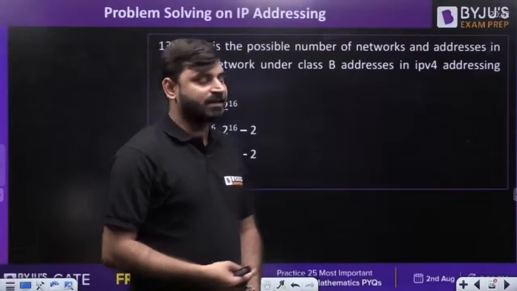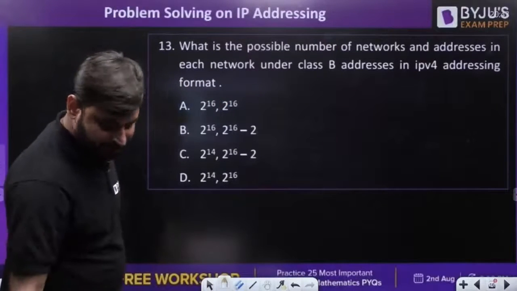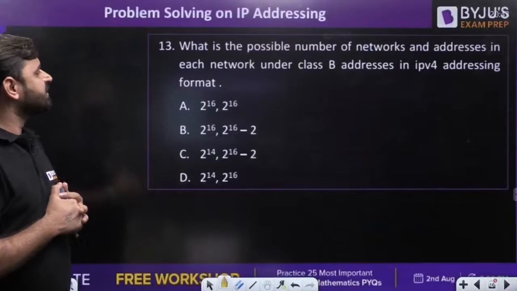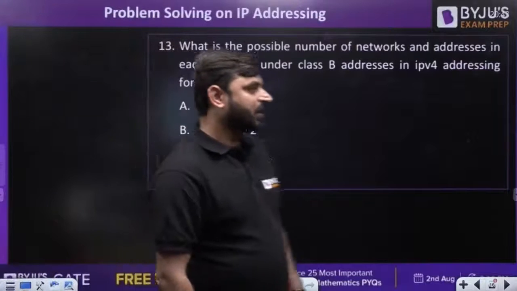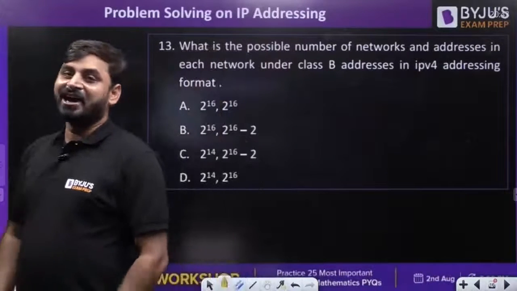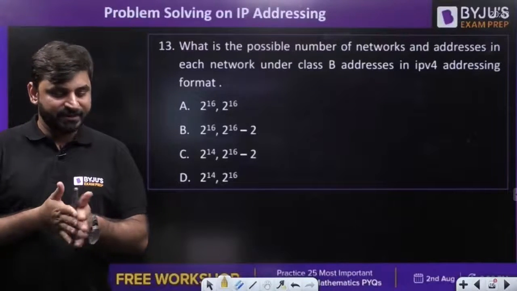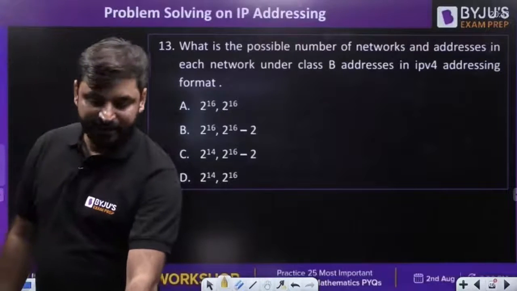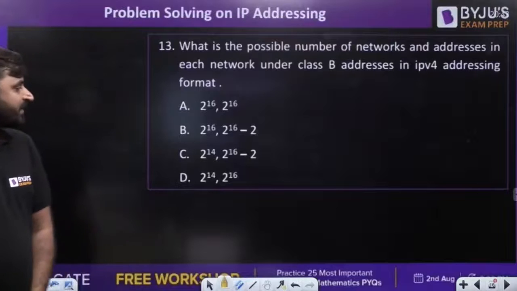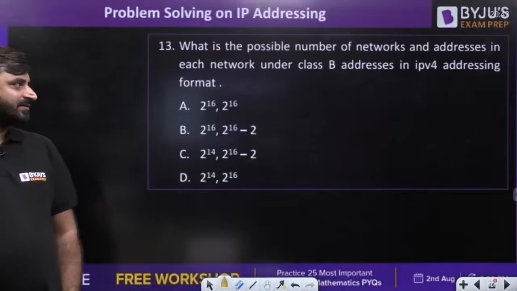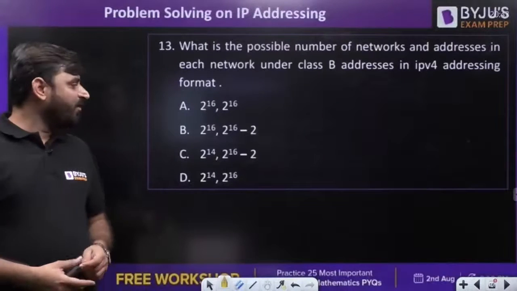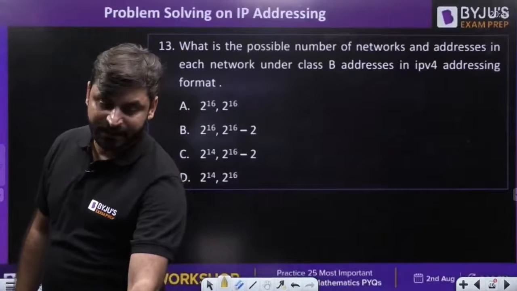Now question number 13. Let's read question number 13. What is the possible number of networks and addresses in each network under class B? This is also an interesting question. I want the correct answer from all of you, my dear friends. Tell me the correct answer. Some of the students are saying the correct answer is C, and some are saying the correct answer is D.